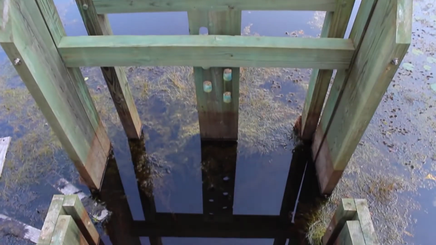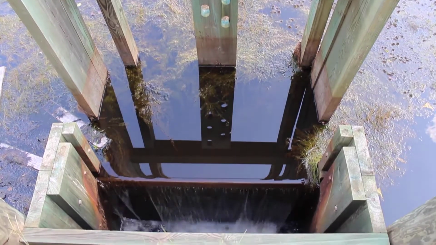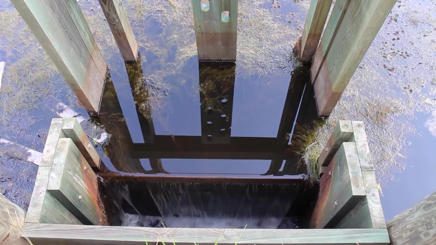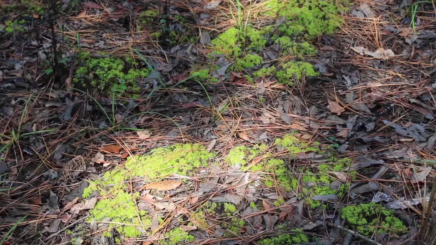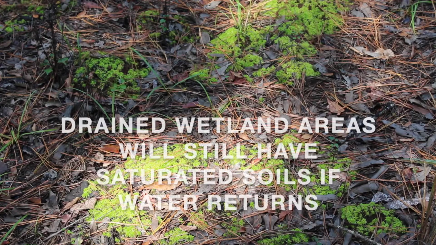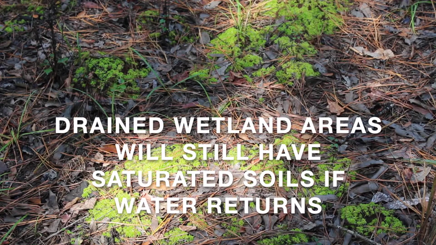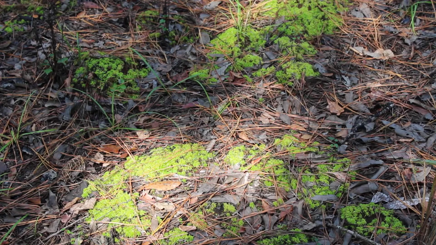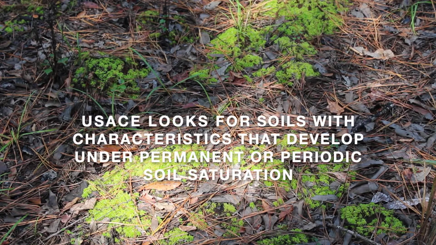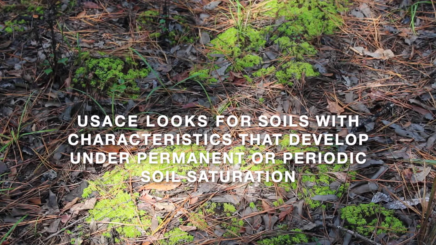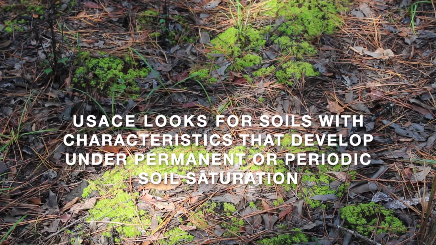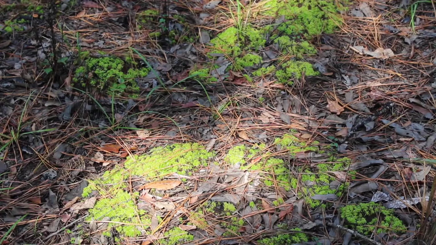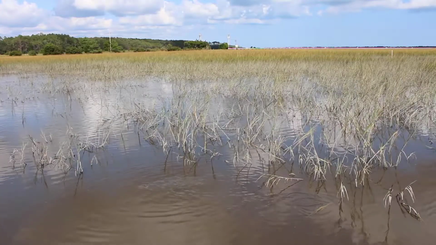Conversely, if water has been artificially diverted away from a wetland, the soil is still considered hydric, as that was its unaltered state. This means that drained wetland areas will still have saturated soils if water returns to the area. The U.S. Army Corps of Engineers Delineation Manual looks for soils that exhibit characteristics that develop under permanent or periodic soil saturation to be considered markers of a wetland.